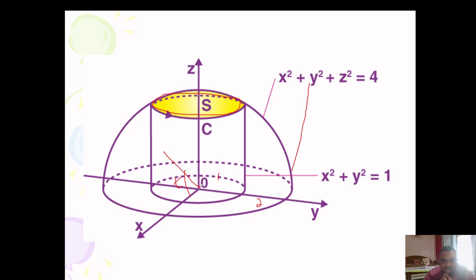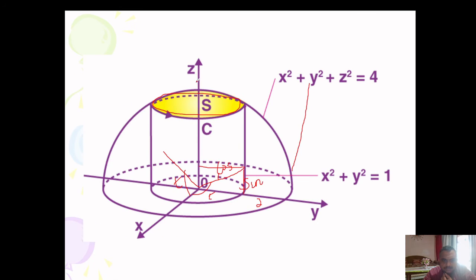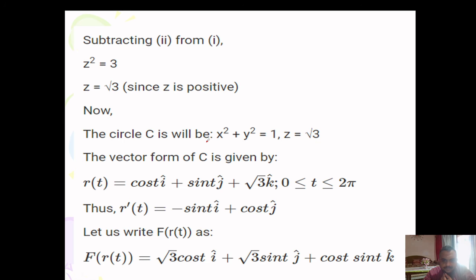So this will be t. This will be the y component and this will be the x component. So this is cos t, and this is sin t, plus root 3 k. This is the z axis, so this point is root 3 k. If I differentiate this, what do I get? Minus sin t plus cos t.